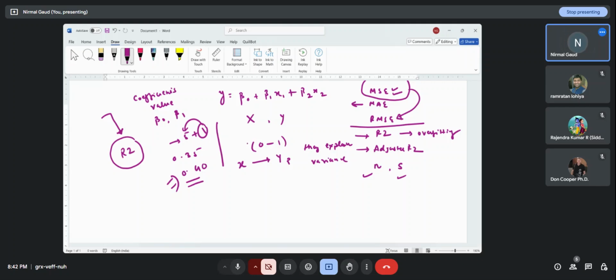So as a solution for this particular problem, we use adjusted R2. Adjusted R2 is also like regularization. That means it will penalize, it will apply a penalty for adding extra features in your model for prediction. Okay, so these are the evaluation criteria.